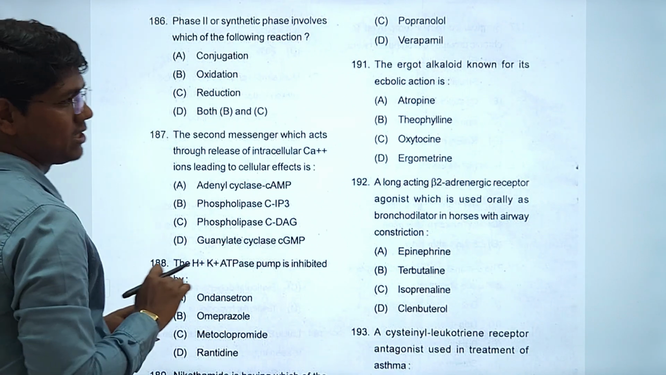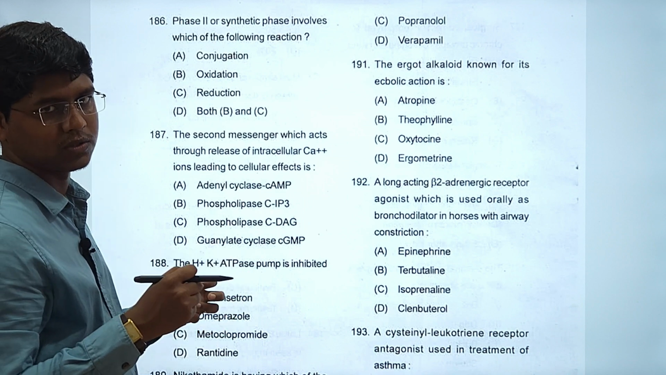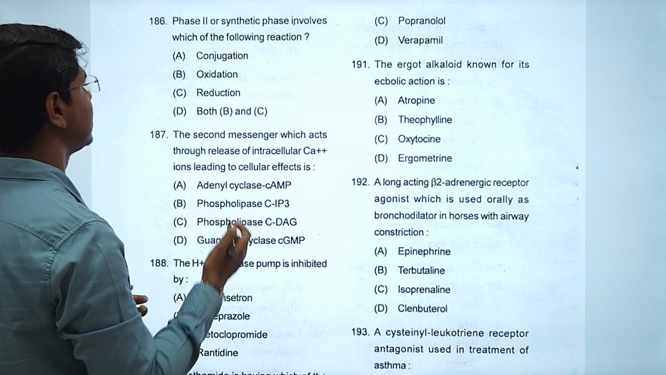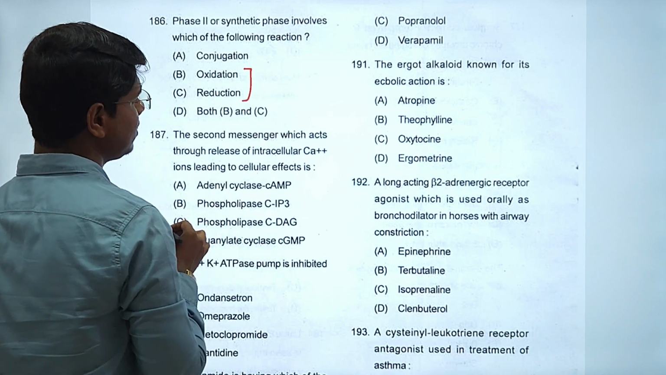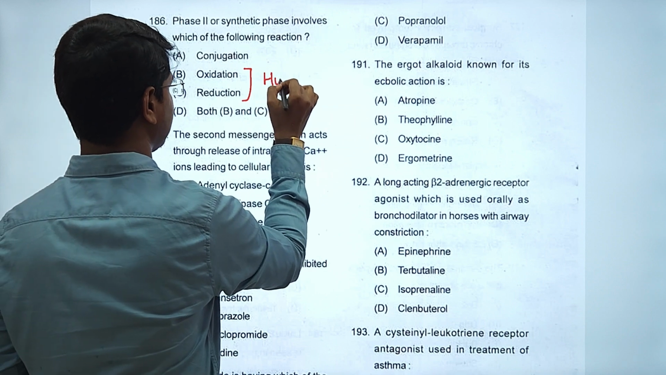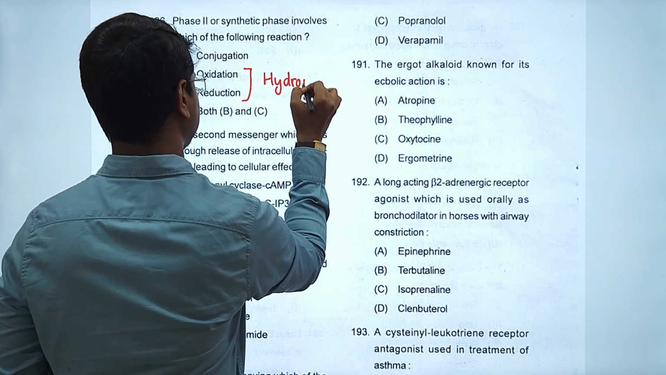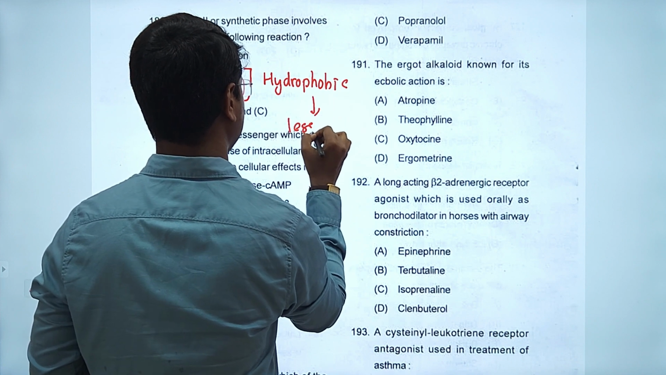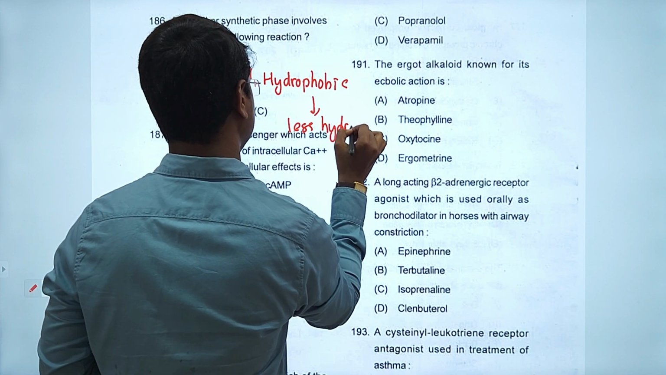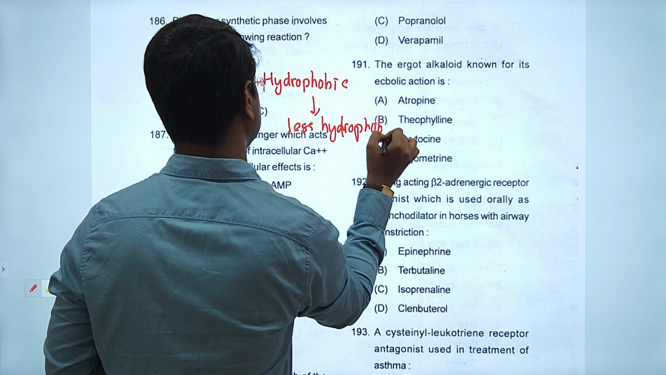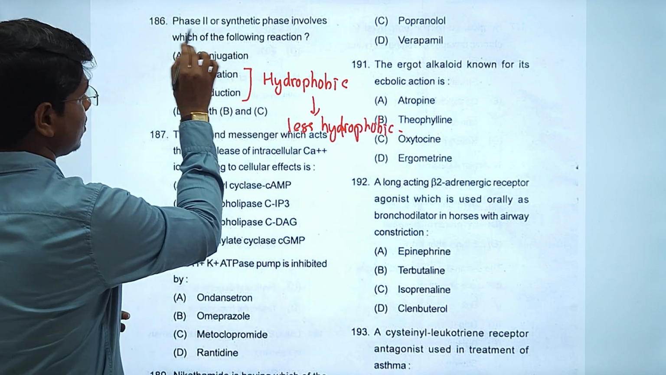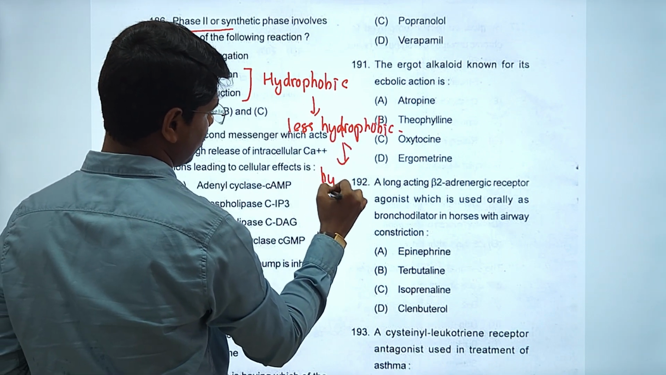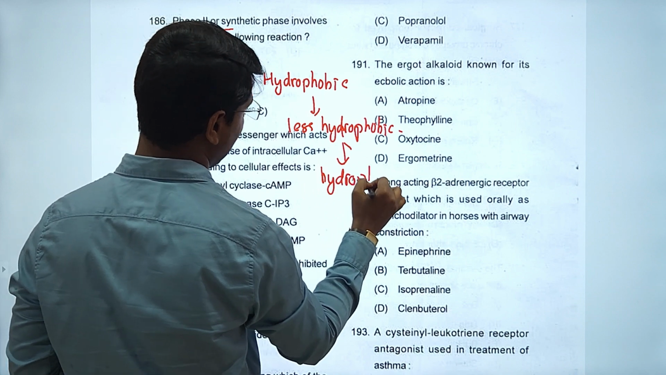Next question. Phase 2 or synthetic phase involves which of the following? This particular question is about the biotransformation of the drugs. When any drug or toxic comes to body, what body does. So in case of phase 1, it is oxidation and reduction, in which the more hydrophobic substances will be converted to less hydrophobic substances. In case of conjugation, second stage is the conjugation, answer is conjugation. This less hydrophobic will be turning into hydrophilic so that it can be excreted out.